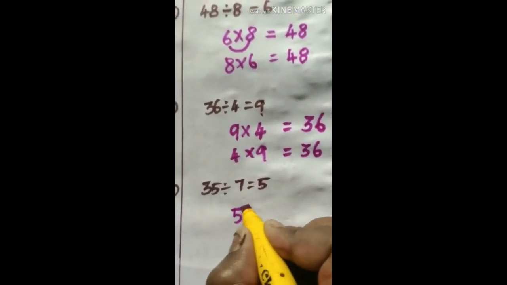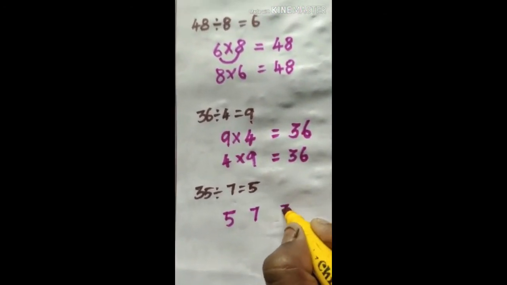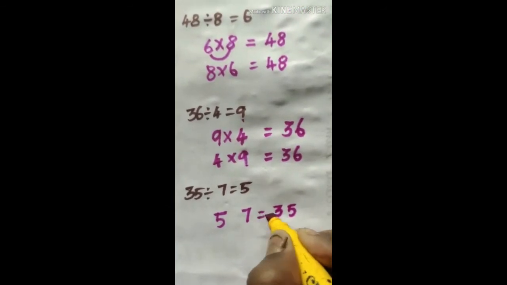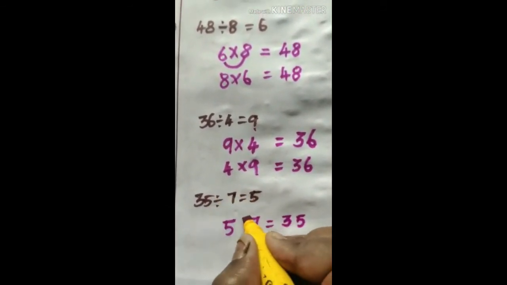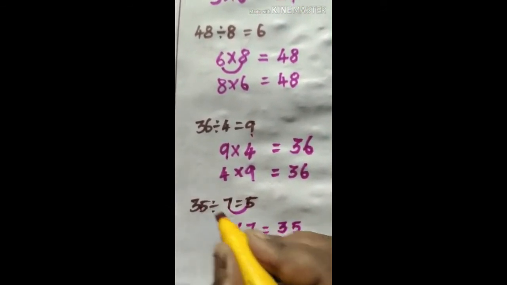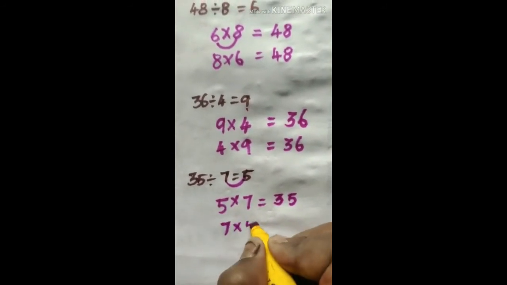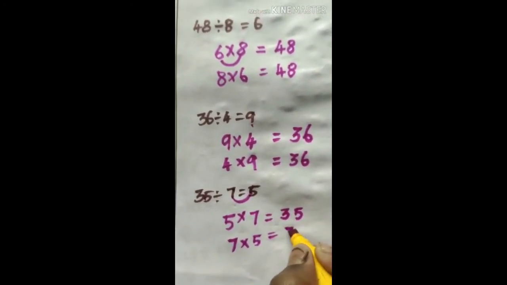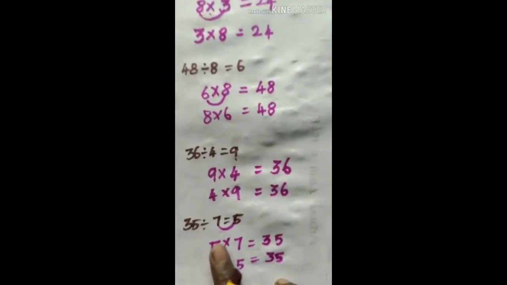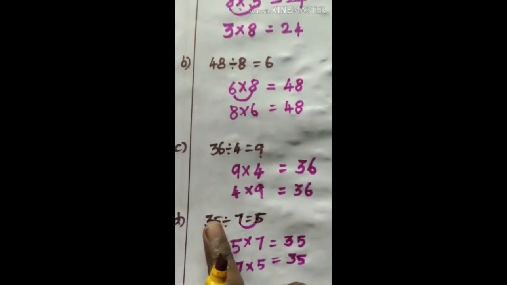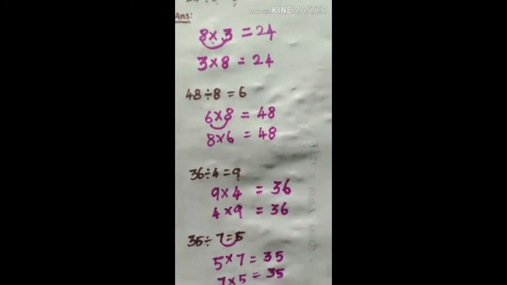The last sum is 35 divided by 5 equal to 7. Here 5 7s are 35, so we write the into symbol. Next 7 5s are also 35. I hope the sums are clear, children. When multiplying 5 and 7, the answer is 35.